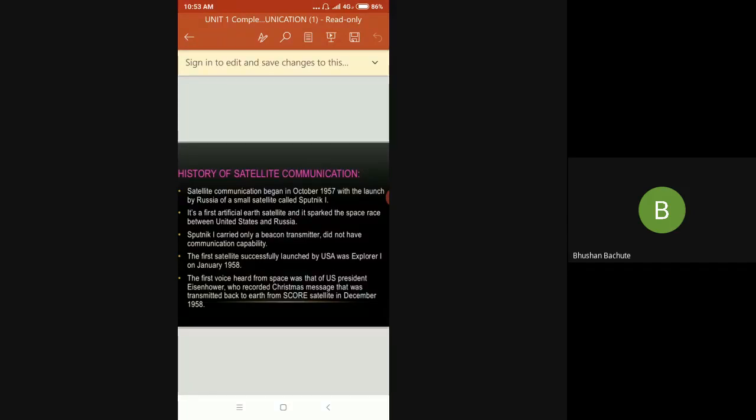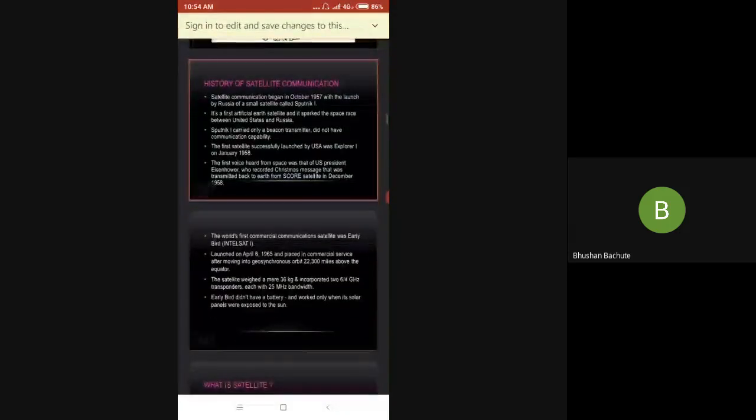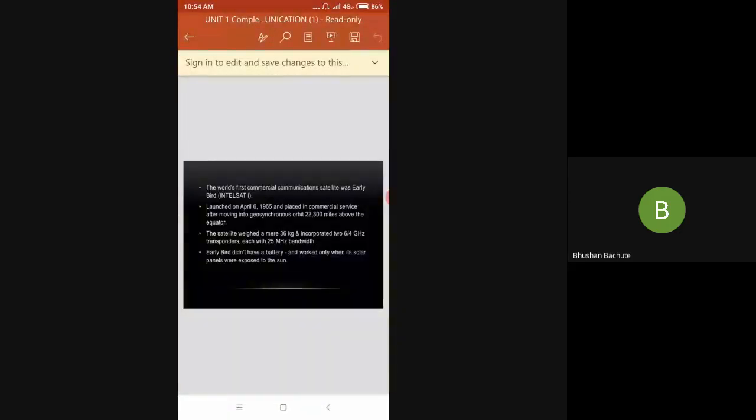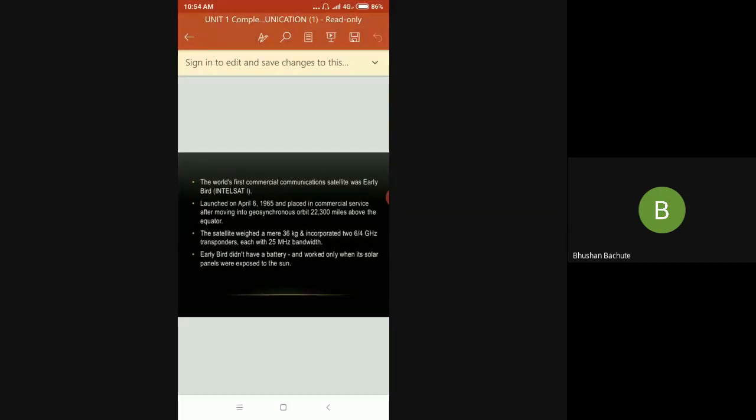And the voice was recorded. The US president recorded a Christmas message that was transmitted back to the Earth from the SCORE satellite in December 1958. That was successfully done by the USA. And next, the world's first commercial communication satellite was Early Bird, called Intelsat 1.